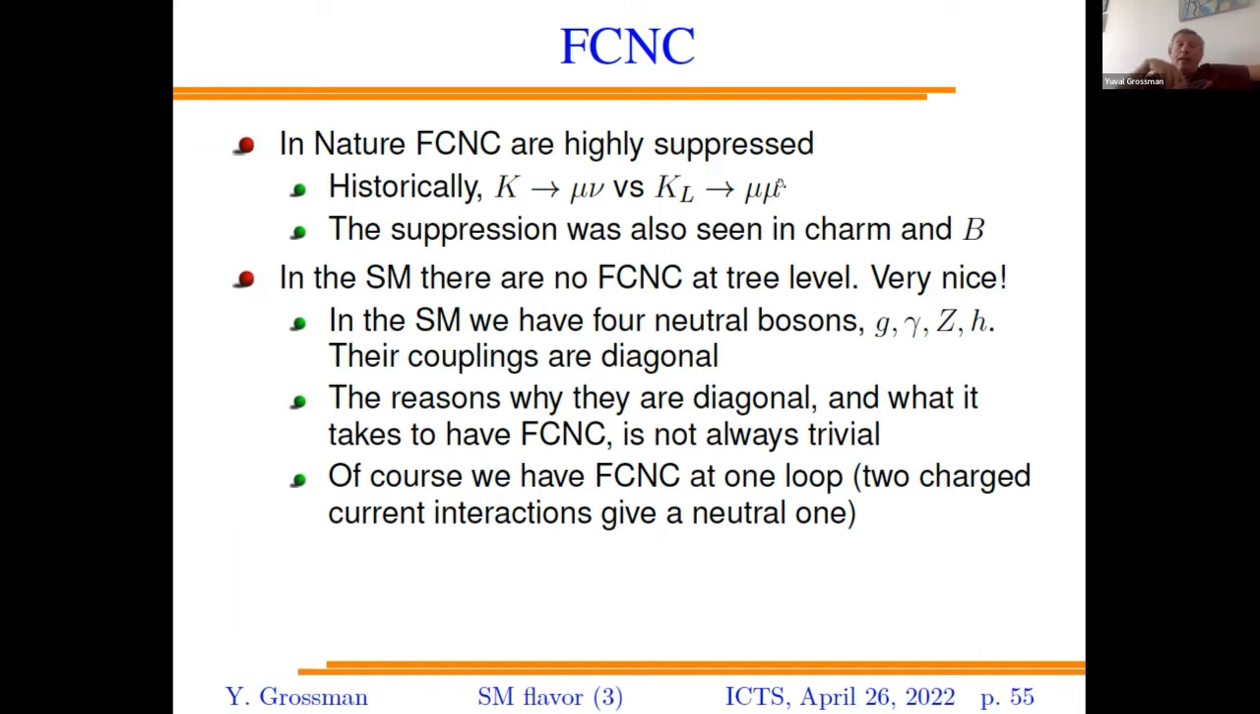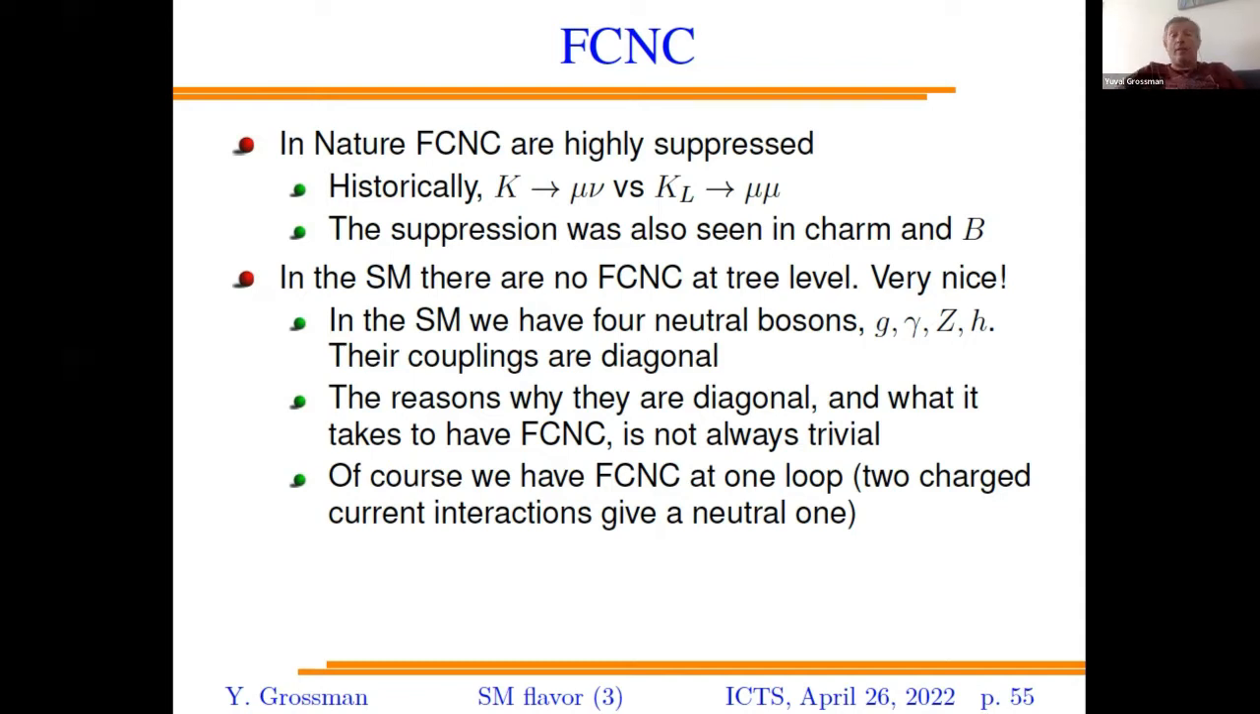And historically, it was the fact that people didn't see this decay. In the 60s, people knew only about 3 quarks: the up, down, and strange. And the fact that this decay was not there led to the prediction that there must be a 4th quark, which is now known to be the charm quark, that makes these things very, very small, okay? So historically, the smallness of flavor changing neutral current was already used to predict the existence of the charm quark.